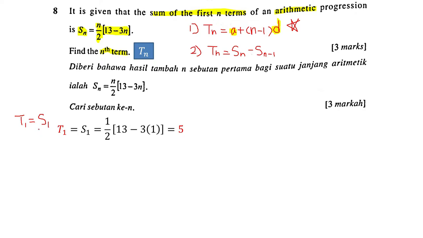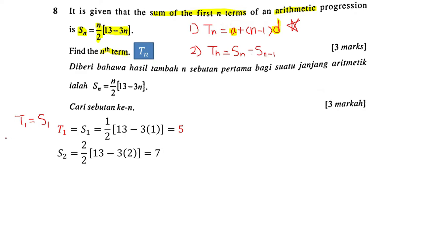We substitute the 2. So 2 over 2 bracket 13 minus 3 times 2. That will give us 7. Do you think the 7 is our second term? No, because this one is the sum of the first two terms.